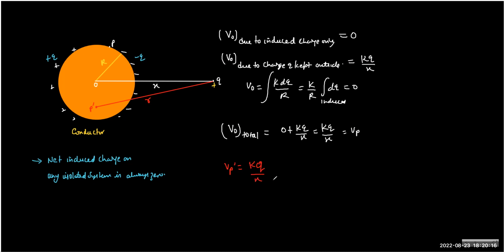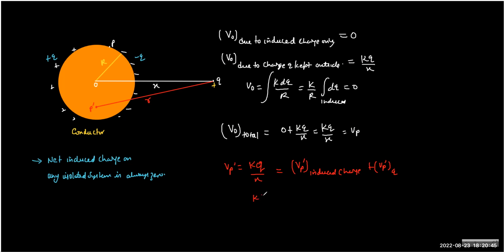KQ by X. But if I ask you another question, what is the potential at P dash due to the induced charge? Because this will have contributions from two varieties of charges. One is the induced charge, right? And the other will be due to the charge Q, in a similar fashion. The net will not change, but the individual contribution will change.